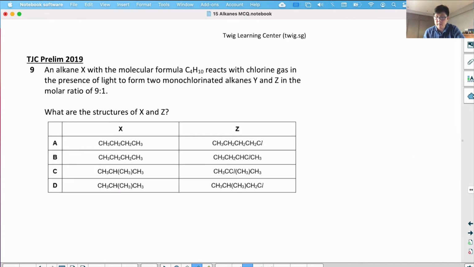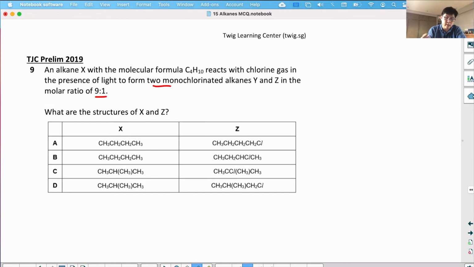Question 9. An alkane with the molecular formula C4H10 reacts with chlorine in the presence of light to form 2 monochlorinated alkanes, Y and Z, in the molar ratio 9 to 1. What are the structures of X and Y? To get only 2 monochlorinated alkanes in a ratio of 9 to 1, you must try to figure out what the structure for X is.